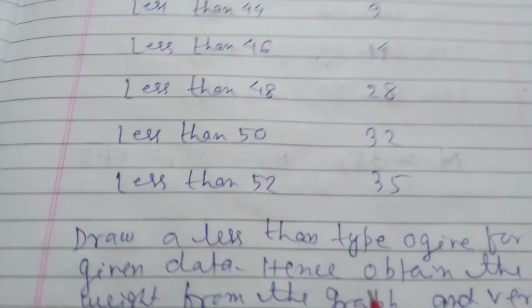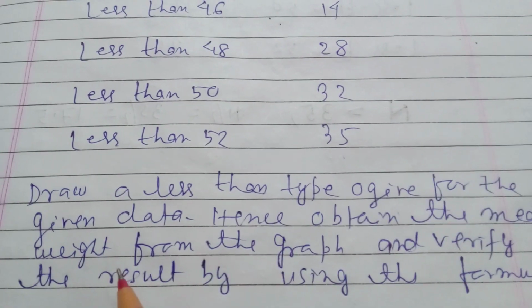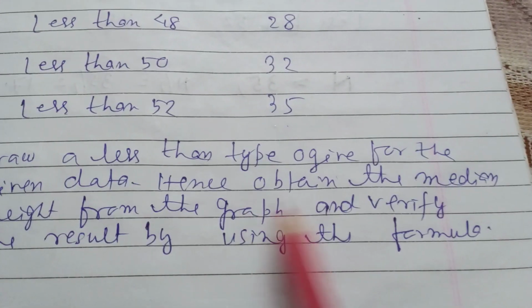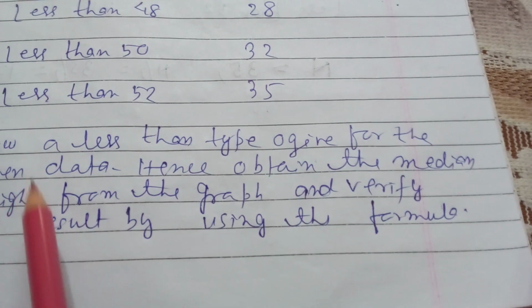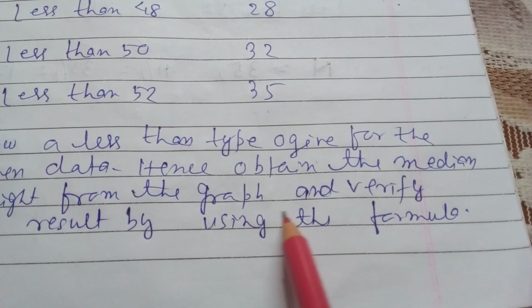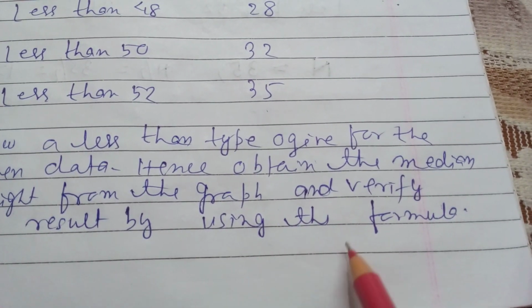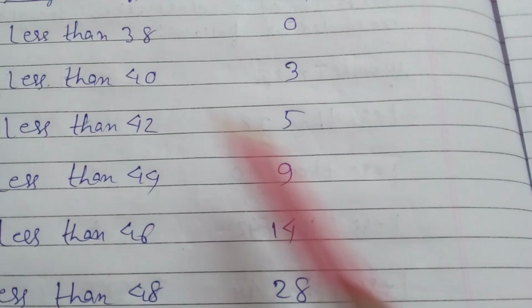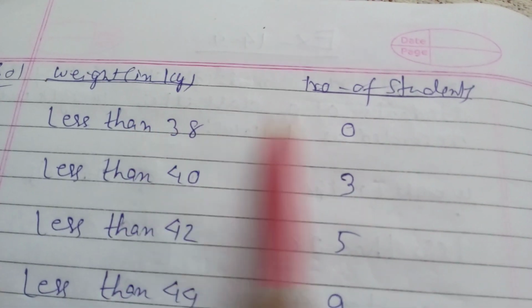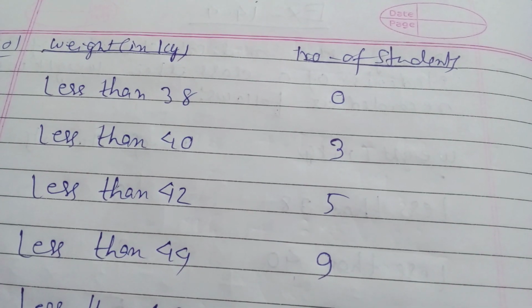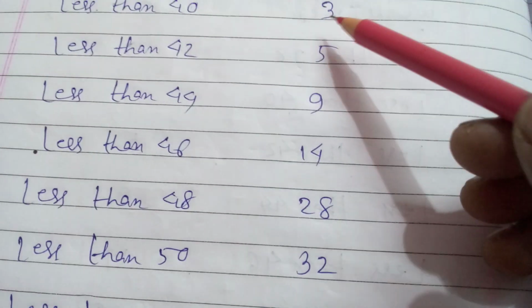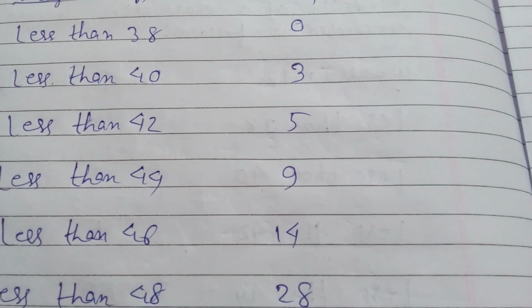Draw a less than type ogive for the given data and hence obtain the median weight from the graph and verify the result by using the formula. Now look, this is the table given, less than 38 and number of students. So these frequencies are cumulative frequencies. So you have to draw the graph in this way.